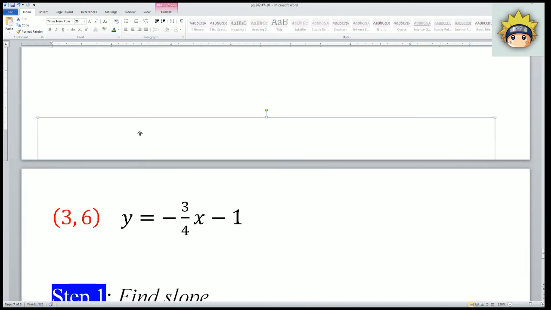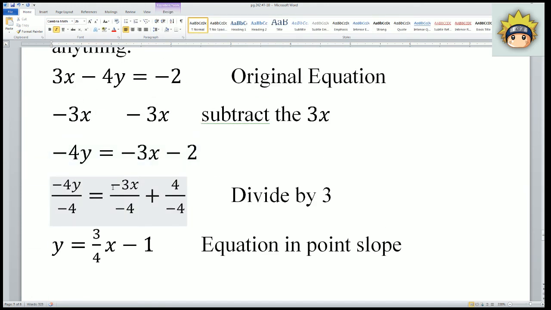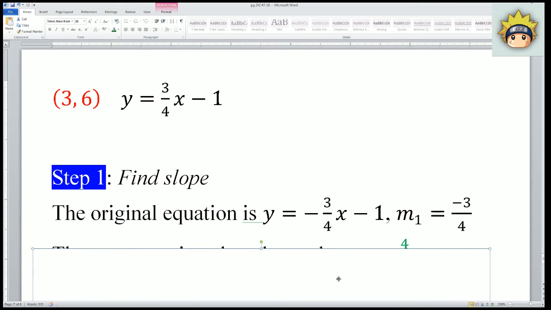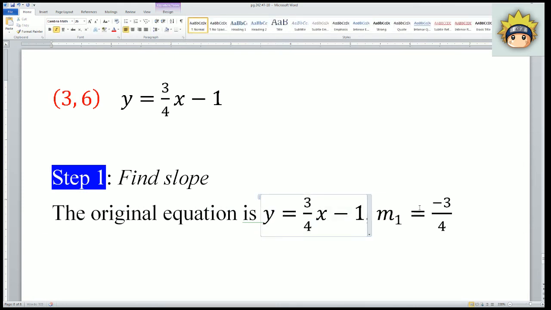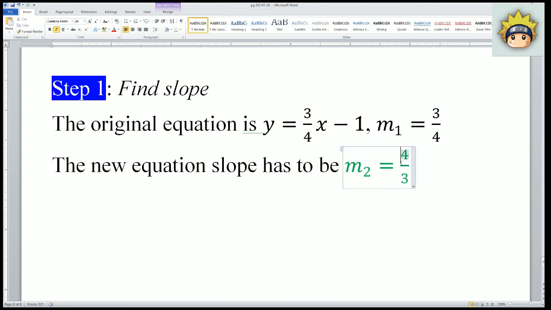Good. So let's bring it down here. This was the wrong equation, right? This is the work if you would like to see how I generated the equation. Find the slope. The slope here is positive 3 over 4. So the new slope has to be negative, right? Negative 4 over 3. Okay, this is the original slope. The new slope has to be negative 4 over 3, right? It's the opposite reciprocal, okay?